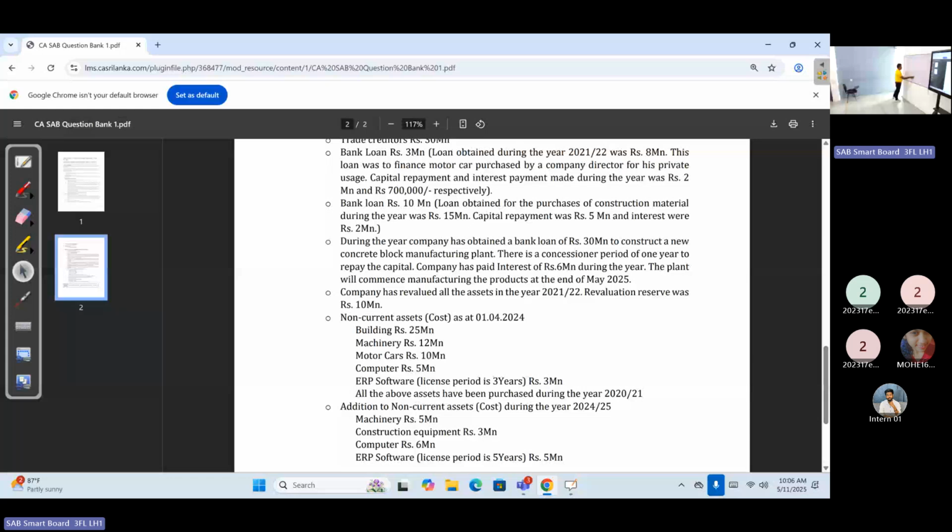So you can check the correctness of this one, right? Within the 15 million, the loan amount was 15 million, against issued share capital and reserve.